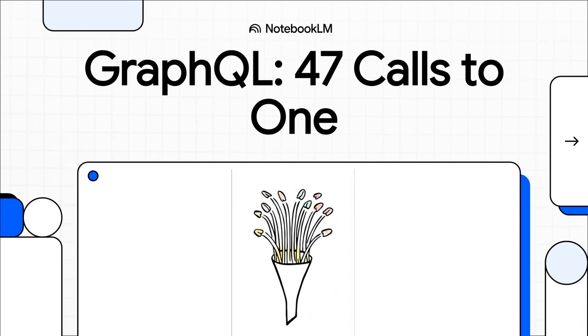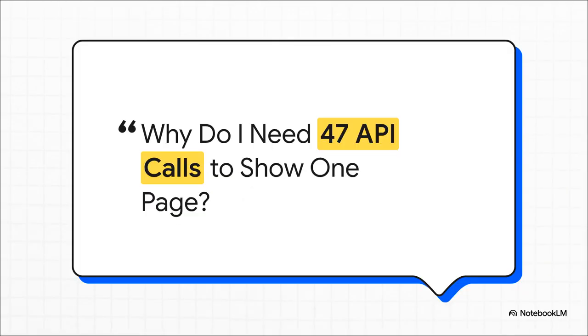All right, let's dive into a technology that basically fixed one of the most annoying parts of using any app, that endless spinning loading screen. We're going to see how developers went from needing 47 separate requests to a server for data, all the way down to just one. Let's get right into it. So, where does a story like this even begin?